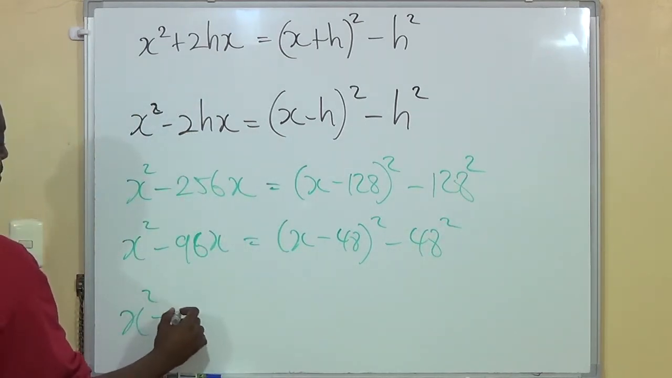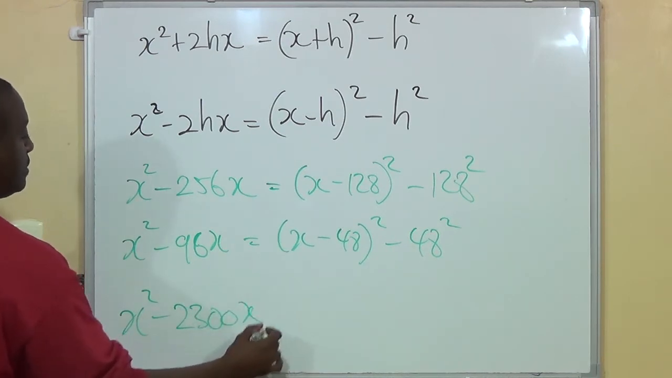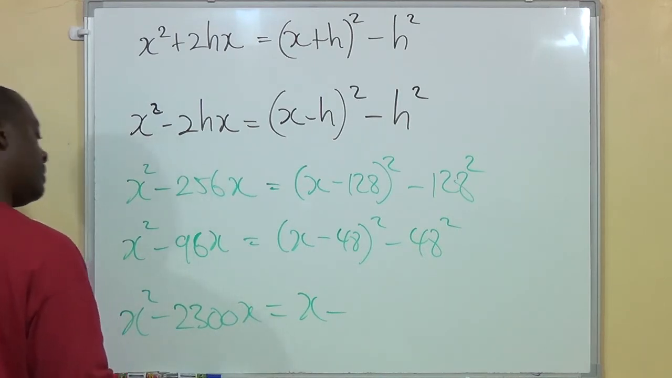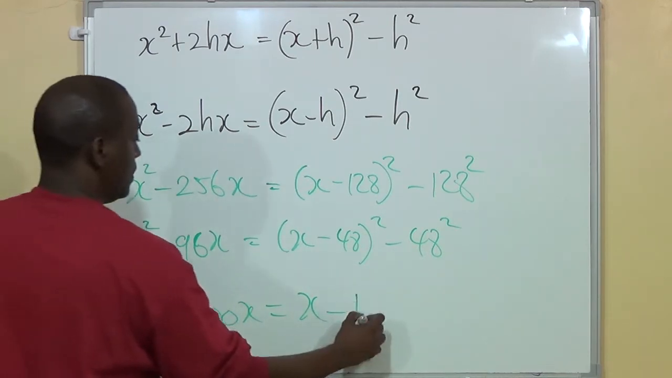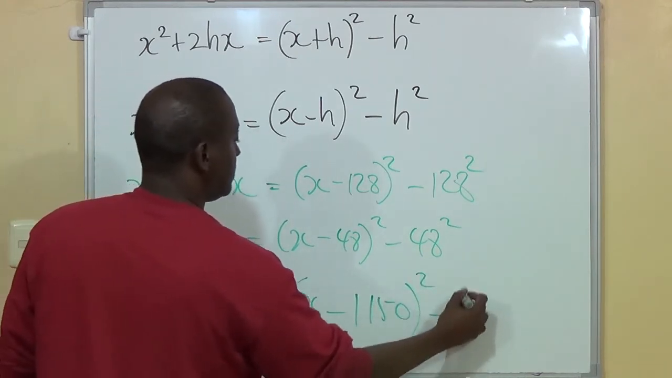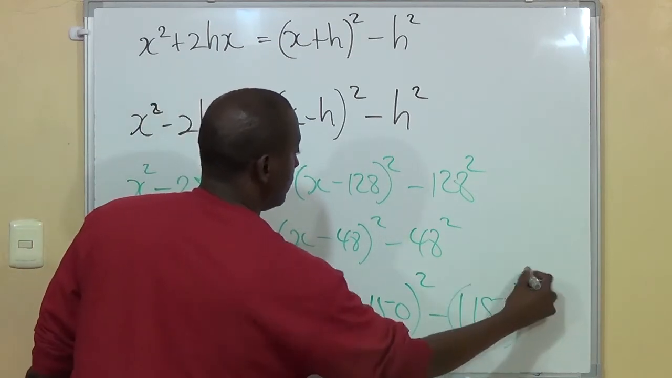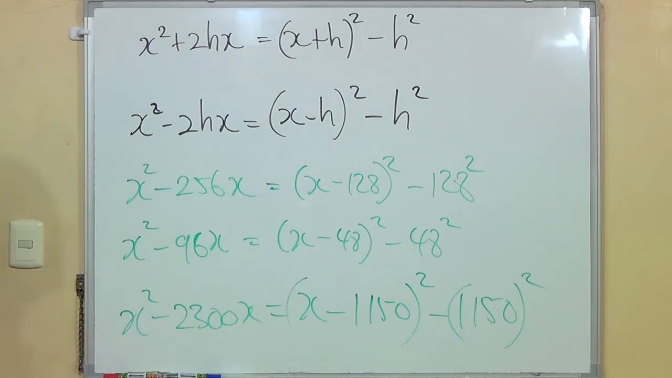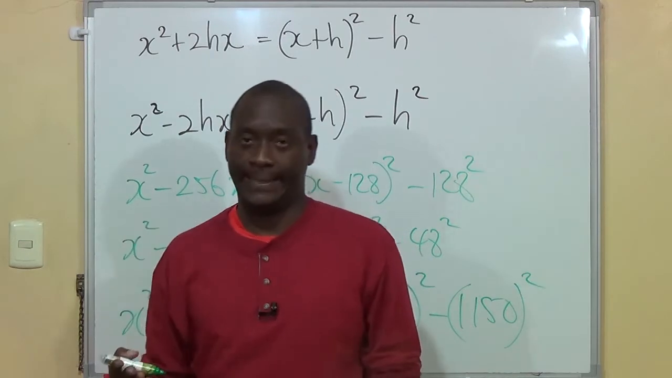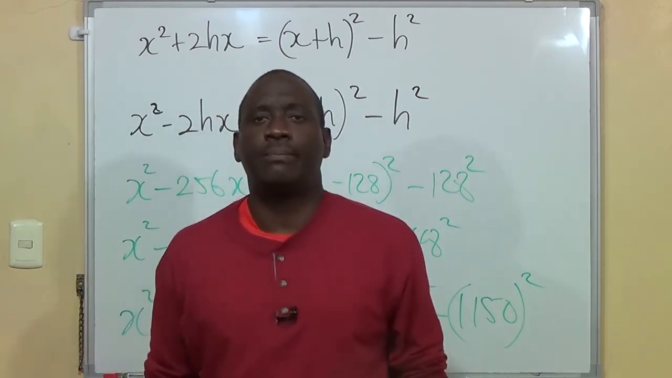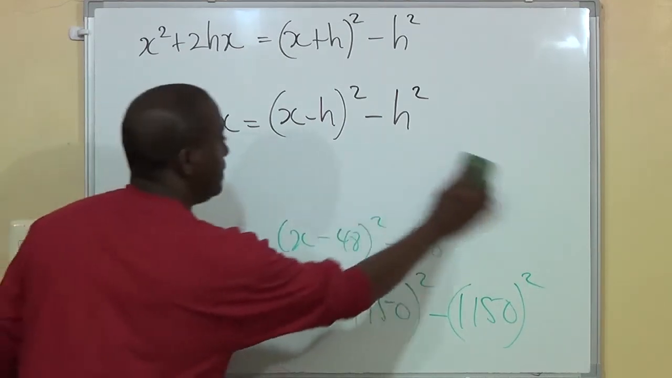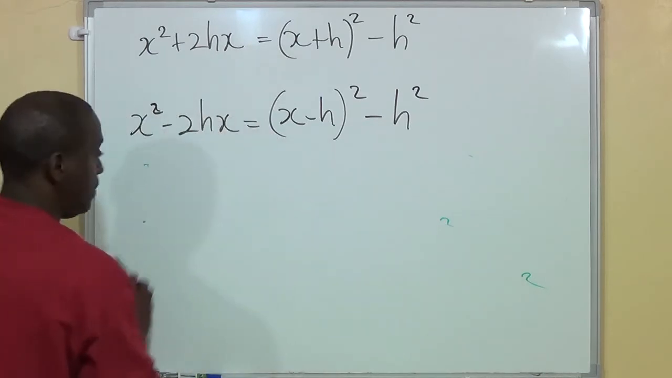If I had x squared minus 2300x, that is the same thing as x minus 1150 squared minus 1150 squared. Alright? Etc. etc. So now we're going to mix them up, throw them all together, and see what we come up with.